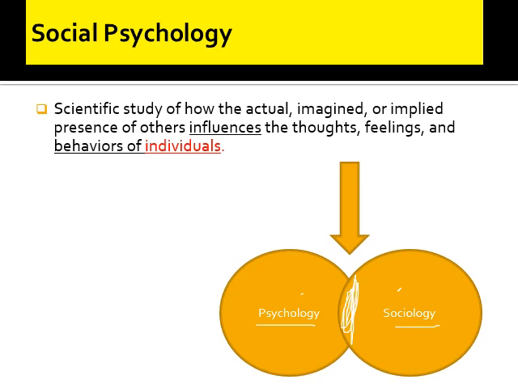But social psychology is the scientific study of how actual, imagined, or the implied presence of other people really influences the thoughts and the feelings and the behaviors of the individual. So important right there. If you can see that on the slide here, let's see if I can highlight it for you. Kind of a little messy, but moving on.